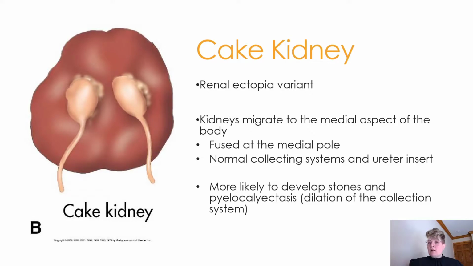Now our next kidney that we'll talk about is called the cake kidney. This is another renal variant, but the cake kidney causes both kidneys to start to migrate medial. So they both head in towards the center, and then they fuse to one another in that medial pole. So if this is upper pole, lower pole, we're looking at this medial portion that kind of globs together. And they're going to have normal collecting systems and ureter insert, just like the other one. But these ones are more likely to develop stones and pyelocaliectasis. That's going to be dilation of the collecting system, so fluid basically within that collecting system.